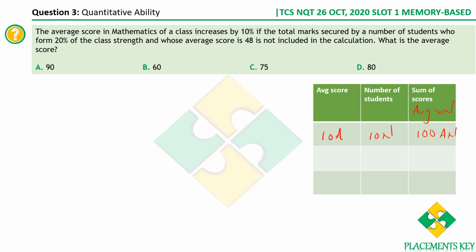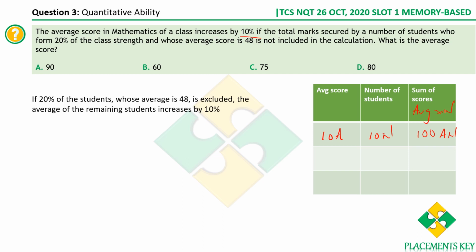Now they've told some statement here. The average increases by 10% if the students who form 20% of the class strength whose average is 48 are not included. So if 20% of the students, which is 2n, whose average is 48 are excluded, how many students will be remaining? It is 8n. Now the average of the remaining 8n students increases by 10%. So if it is 10A, it becomes 11A.